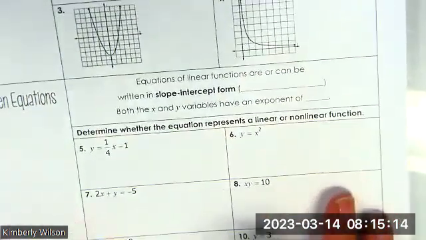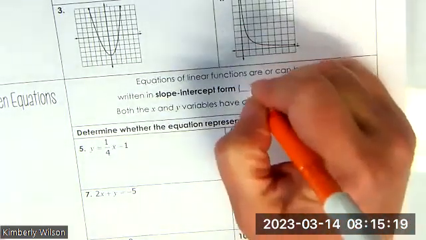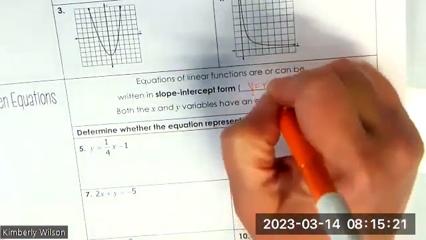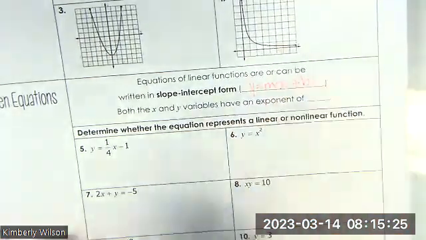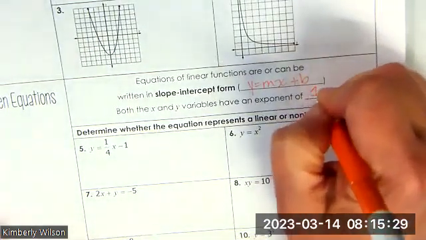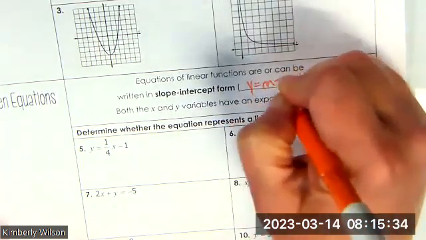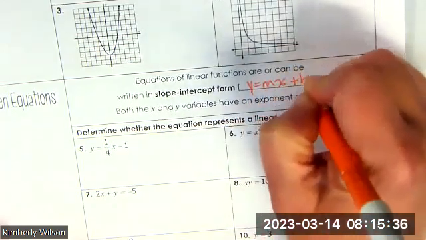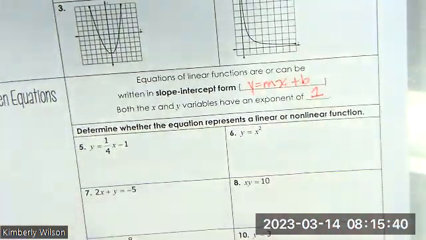Equations of linear functions are or can be written in slope-intercept form, which is y equals mx plus b. Both the x and the y variables have an exponent of 1. It's not showing up to the best. Exponent of 1.